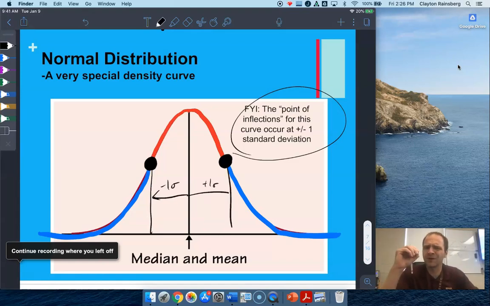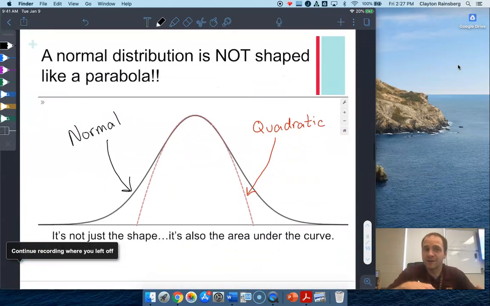It's just an important trait to keep in mind, that plus or minus one standard deviation from the mean on a normal distribution occurs at the point of inflection. So let's keep going. Also, a normal distribution is not a parabola. It is not U-shaped. There are a couple of reasons why. One of your notes says the area under the curve is one reason as well. It's not just the shape. You can see it visually in there. I created this in Desmos, so I took a picture of it. You can see they're not the same, but it's also the area on it.